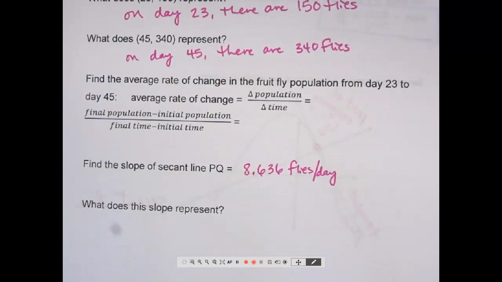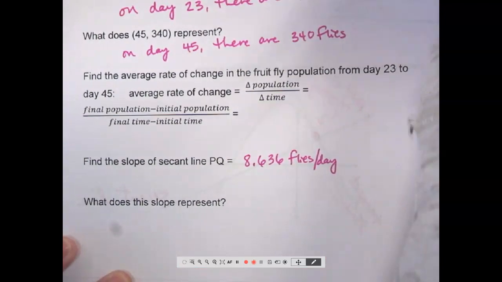Okay, I could phrase it several ways. Would you say, Madison, or was that you? Yeah, the rate of growth, or would you say the average increase in flies over the span from day 23 to 45? Right, okay, so let's kind of combine those two.